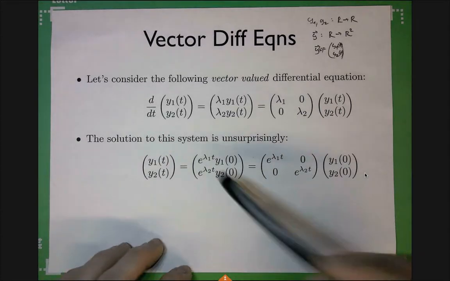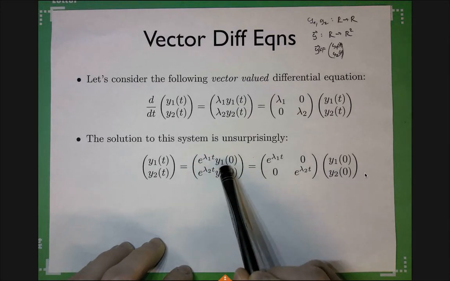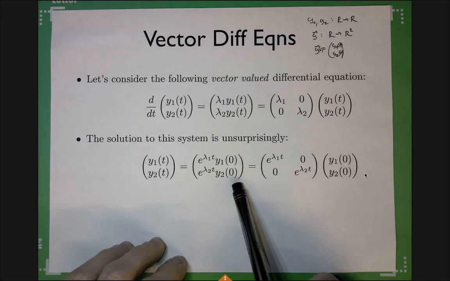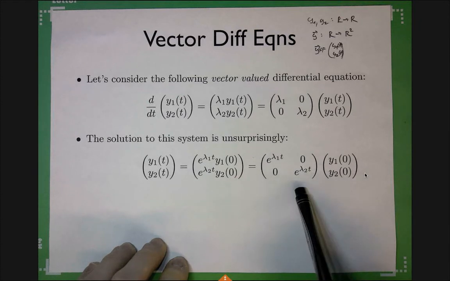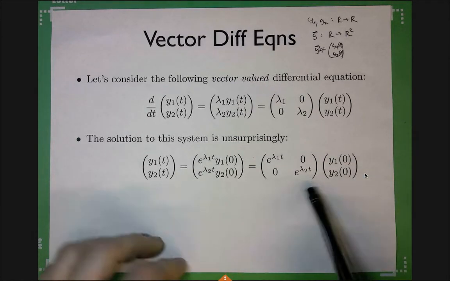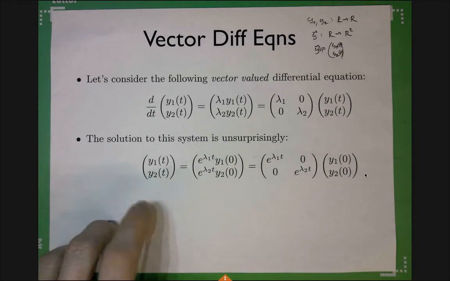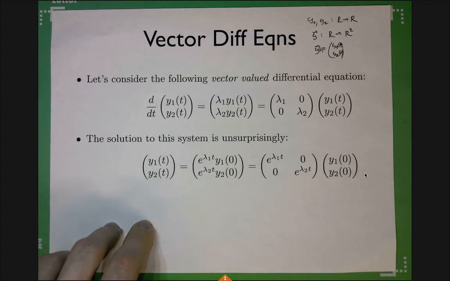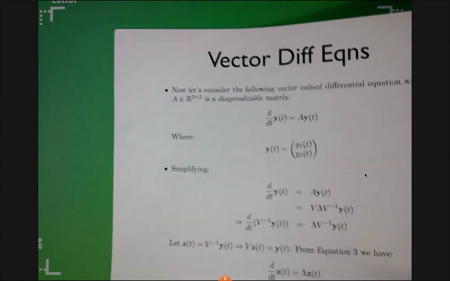So the solution, of course, is just e to the lambda 1 t times y1 at 0. That's the initial condition for the first component. And this is the initial condition for the second component. And you could also write it, if you want, in a matrix form. That will be actually useful. The following. So here are the initial conditions for both functions, and here is essentially the matrix solution, the matrix exponential, as we will see soon. So this was a really simple example of a vector differential equation. Let's look at a little more realistic example.